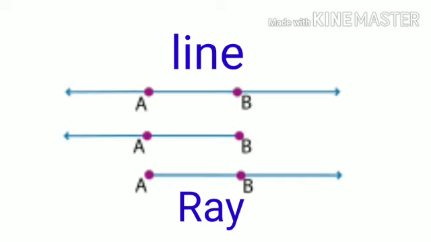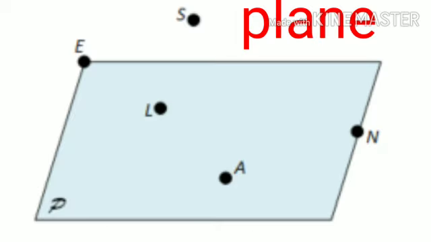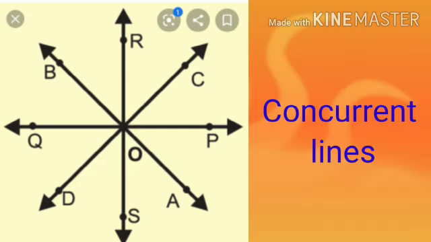Now the next is a plane. A plane is nothing but any flat surface. For example, your class board, your floor, your wall is an example of a plane. Simply, any flat surface is called a plane. In this figure you can observe an example of a plane, and the points which lie in a plane are called coplanar points, and the points which do not lie in a plane are called non-coplanar points.